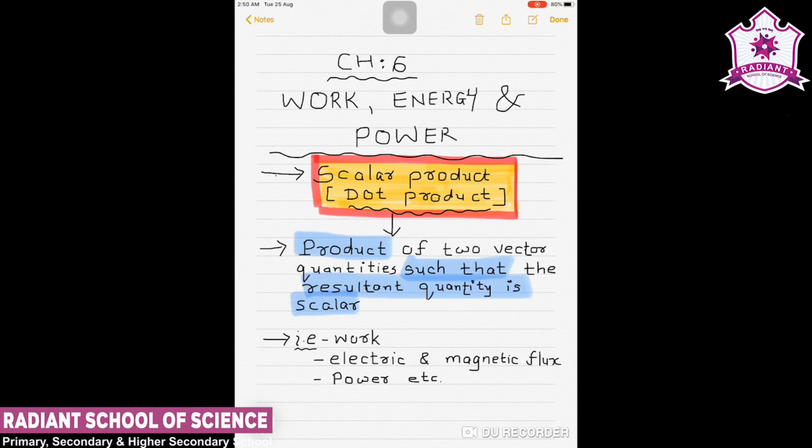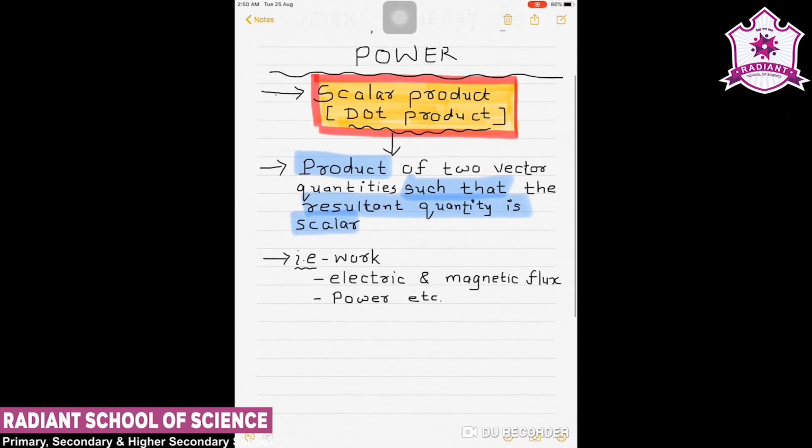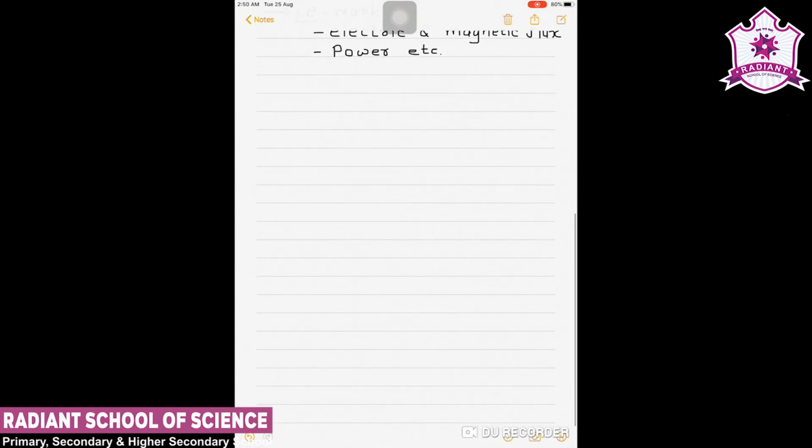So the scalar product, which is also known as a dot product, is a product of two vector quantities such that the resultant quantity is scalar, and their examples are work, electric and magnetic flux, power, energy, etc.